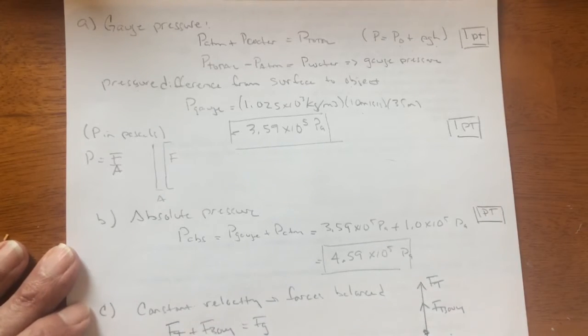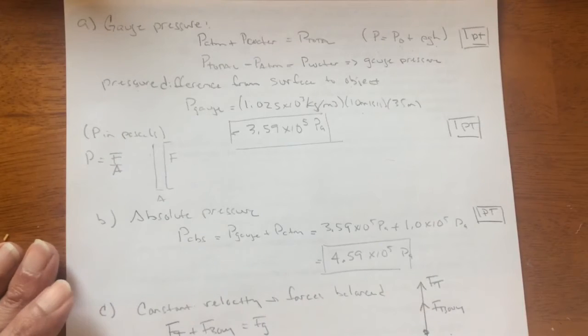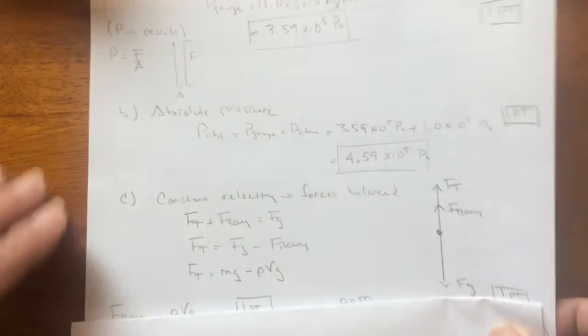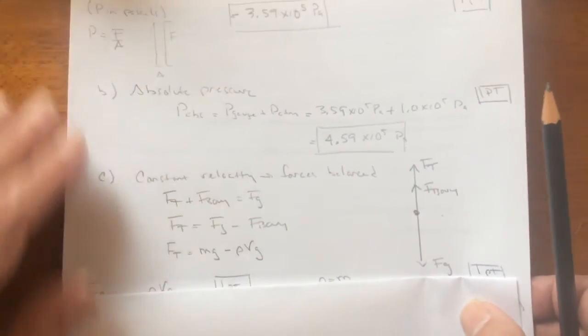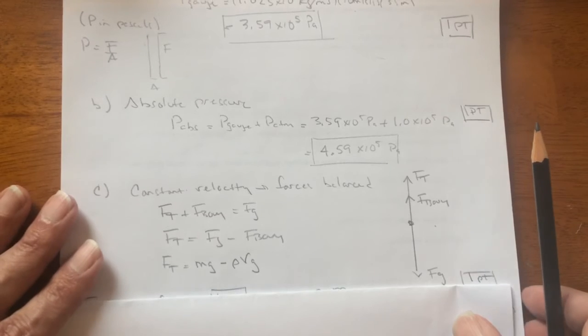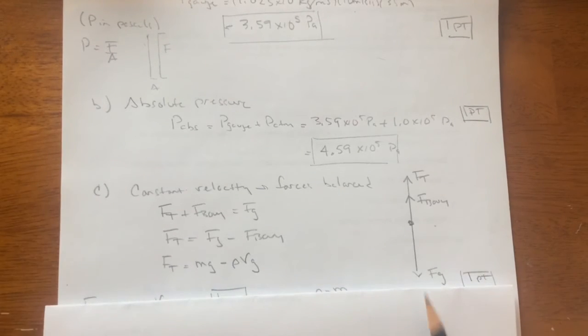Part C. We're asked, calculate the tension in the cable if it lifts the plate upward at a slow, constant velocity. Whenever you can, draw a free body diagram. I think that helps reinforce and helps you think through. You've got force gravity down. You've got two forces up, force tension and force buoyancy.